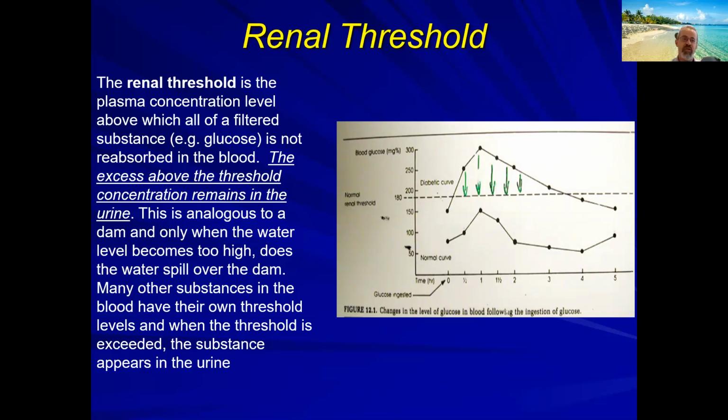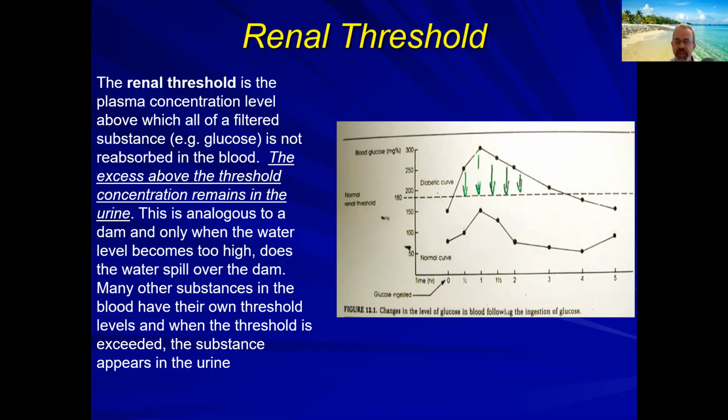Another term I want to introduce to you is renal threshold. Ignore this graph for now. The renal threshold is the plasma concentration level above which all of a filtered substance is not reabsorbed in the blood. I put glucose as an example. So what does this mean? Every substance has a certain renal threshold, and the kidney can only reabsorb so much.